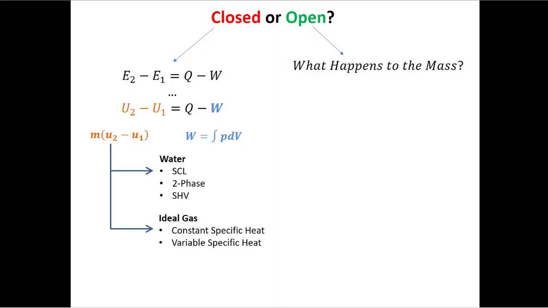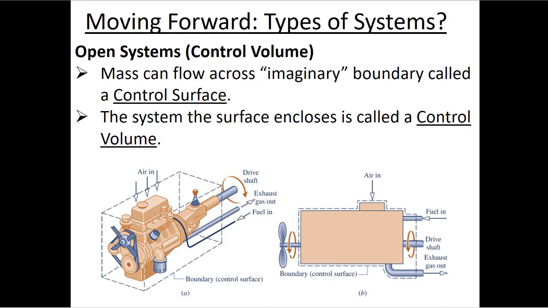Last class, we talked about how we've evolved from looking at closed systems to open systems, and how the first question we need to answer is what happens to the mass. We know that open systems are really practical systems that we see everywhere, like this car engine, which has an air intake and an exhaust out.